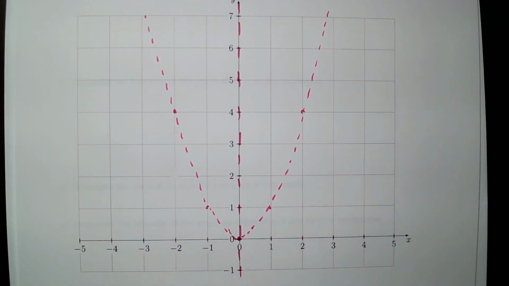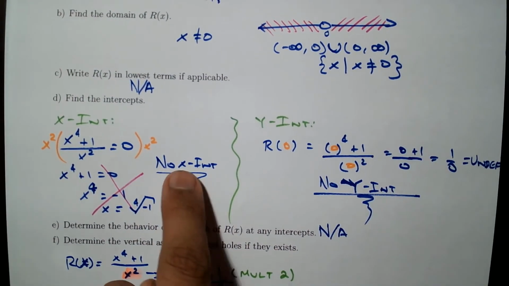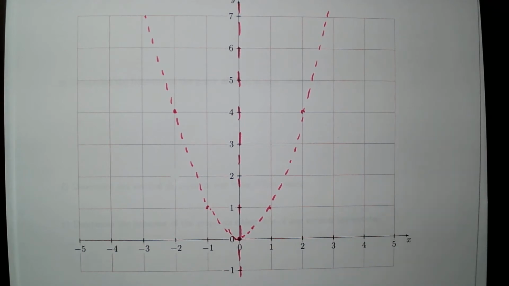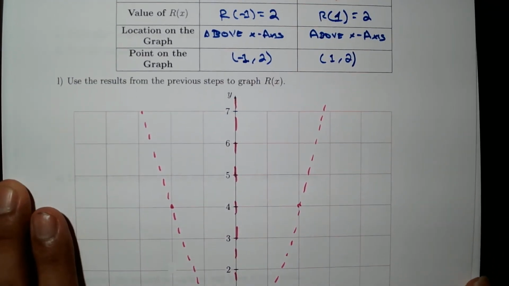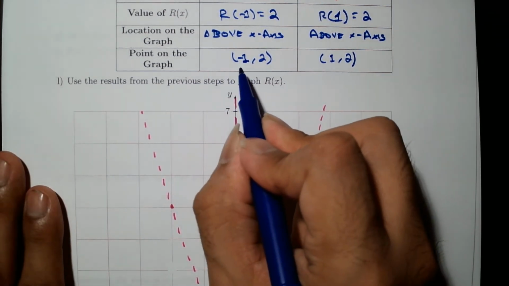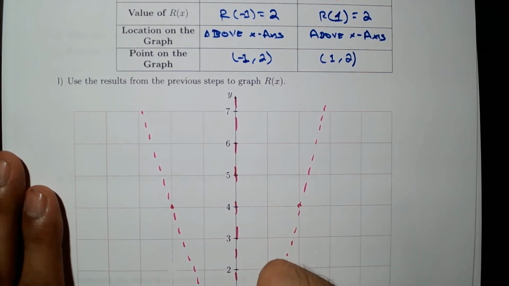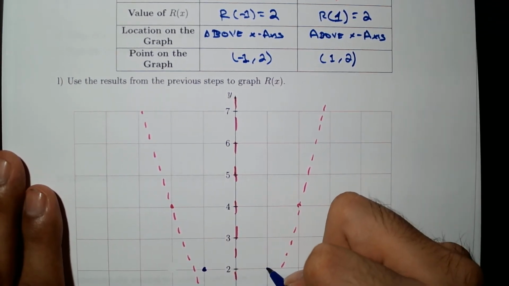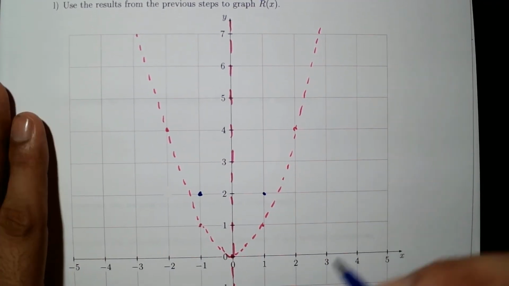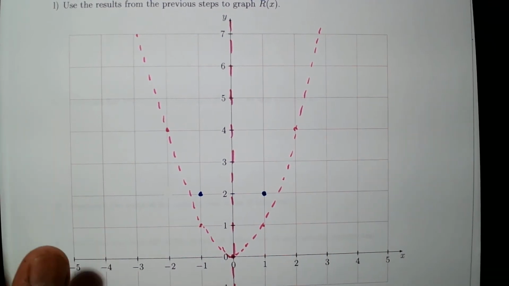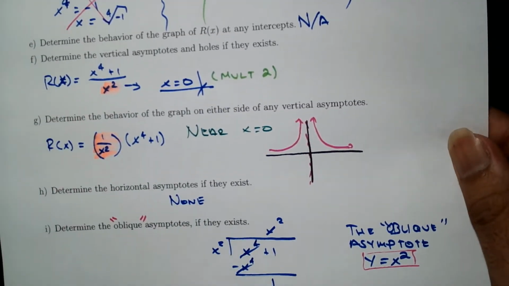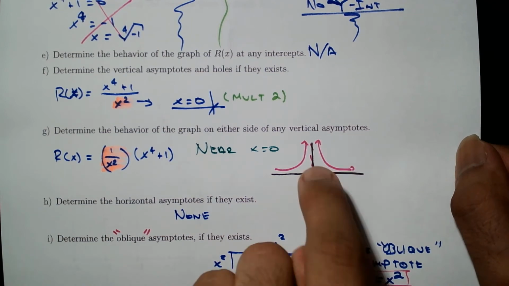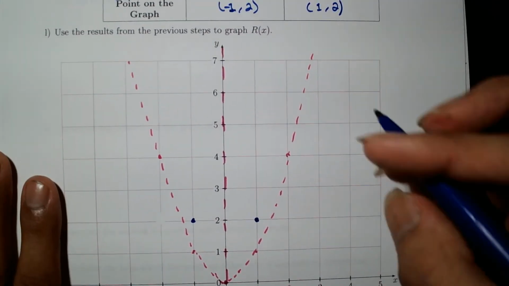Well, x intercepts, y intercepts, there's none of them, remember, from the previous page. So no x intercepts, no y intercepts. However, the only piece of information that we have was these additional points. Negative 1, 2 is one point. 1, 2. All right. What other piece of information do we have here? What if we use the information about the behavior near x equals 0? It goes up to positive infinity in either case.